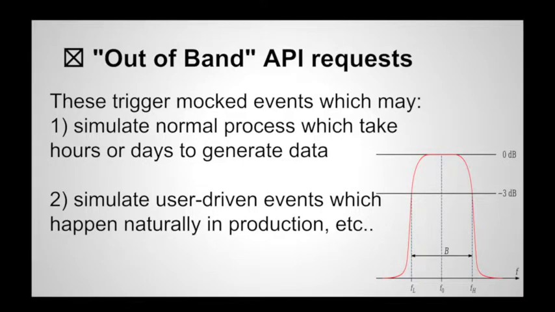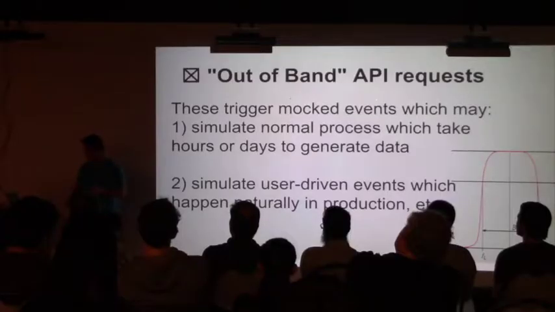We already talked about this. It's just we do this. It's mocked events or whatever, which simulate processes which normally take hours or days to complete, or simulating user-driven events which normally just happen in production. It could be someone clicked an ad or whatever. So this allows you to sort of stage a sequence of predictable events, and then you can go query all the data, reporting endpoints, and be like, yep, there were 3 clicks, or however many you called. So it simulates a closed loop, which normally would take like buying ads, which of course we're not going to do.